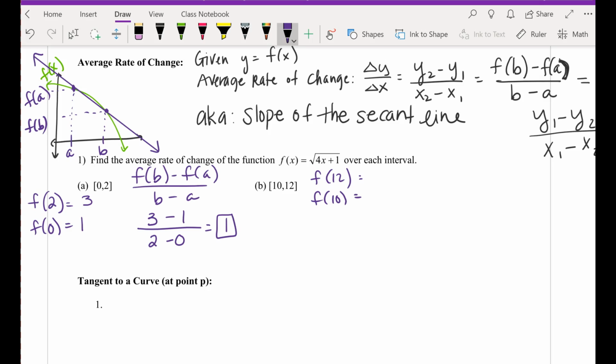Just in case you don't have a calculator on this part of the test, then you know how to find the side.